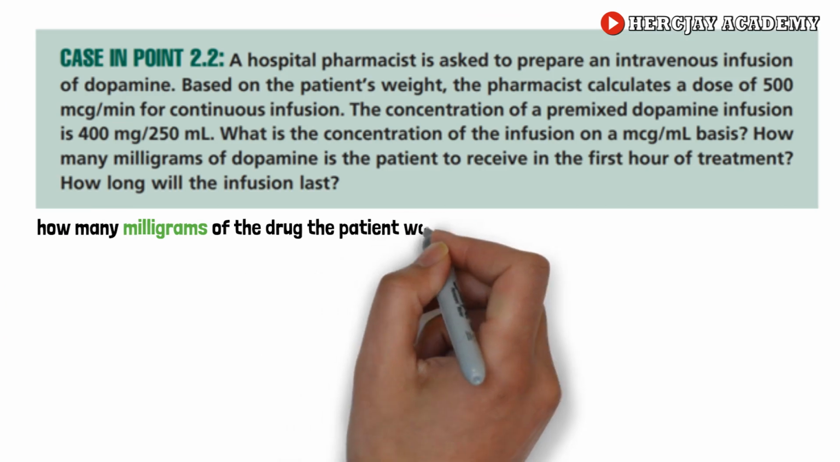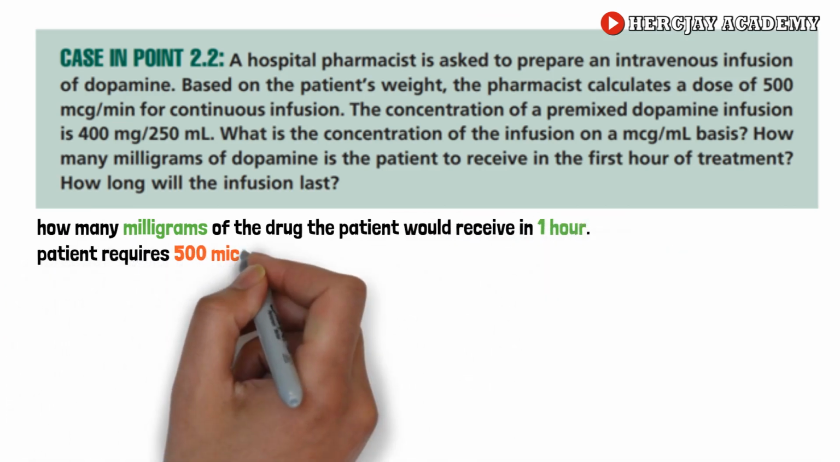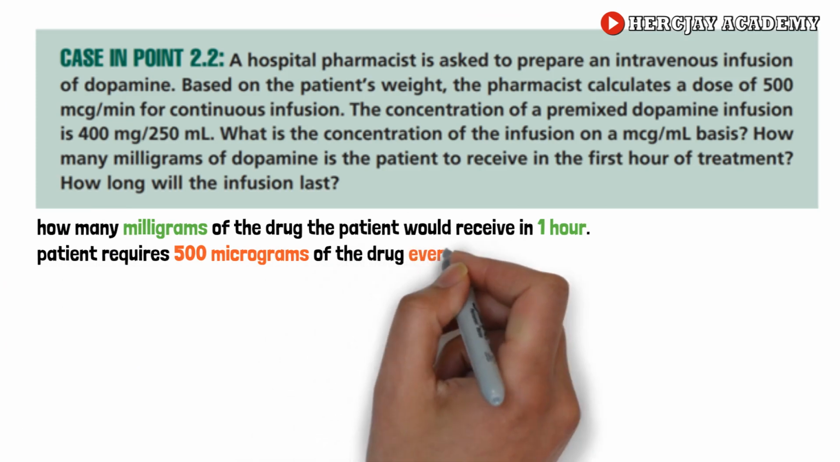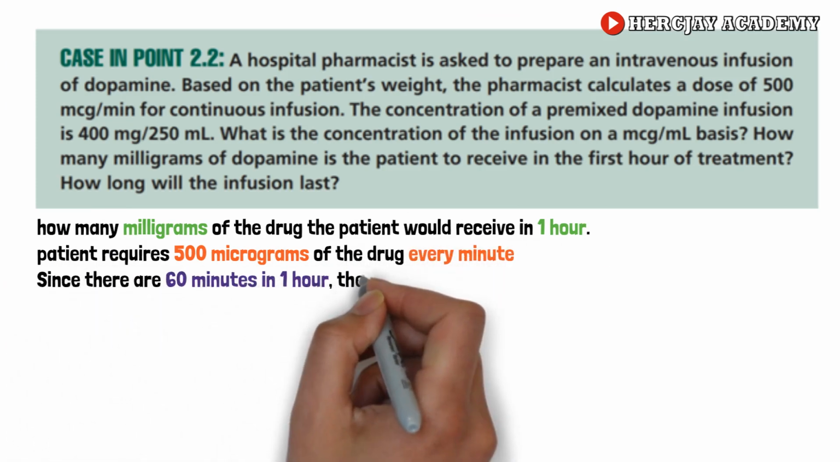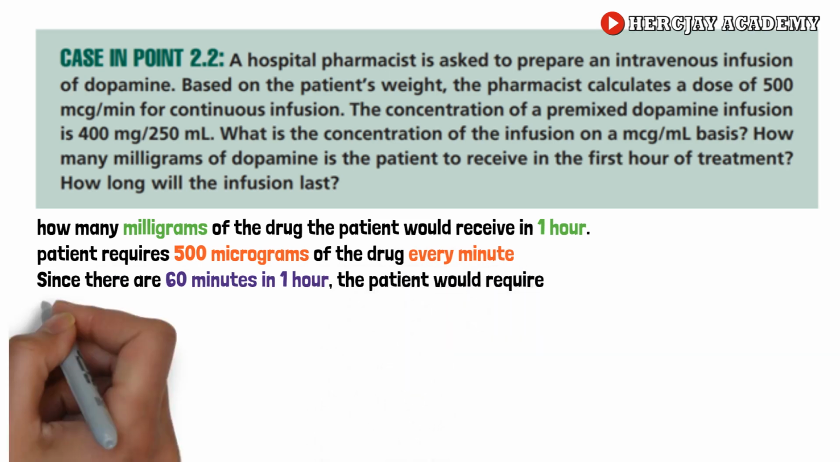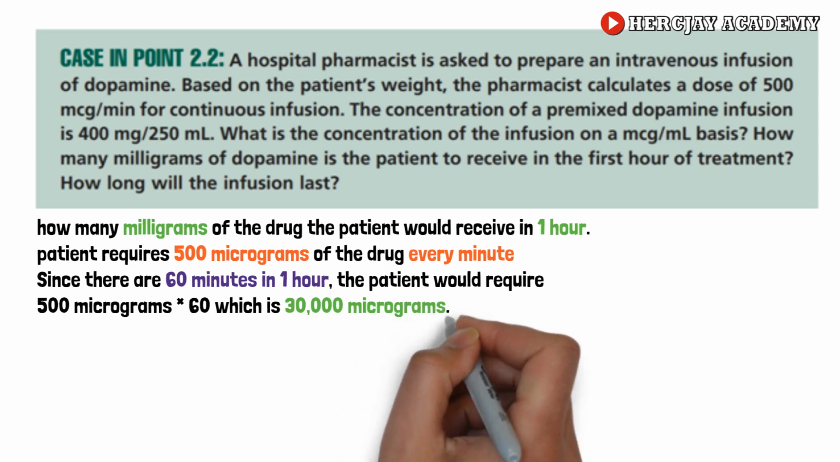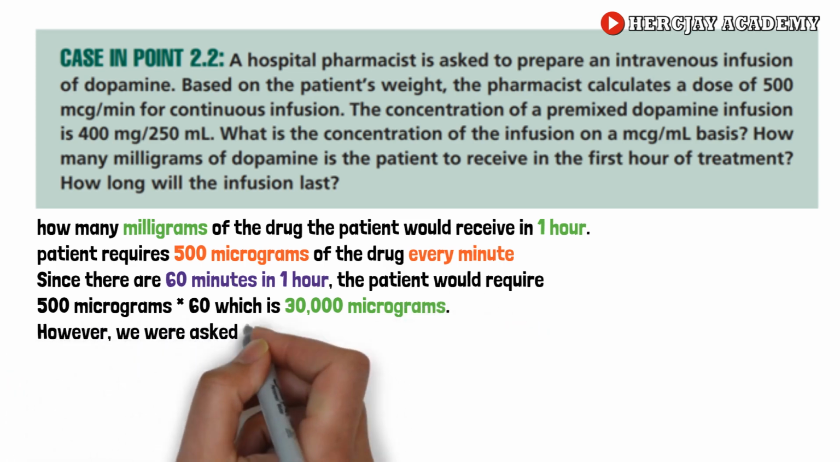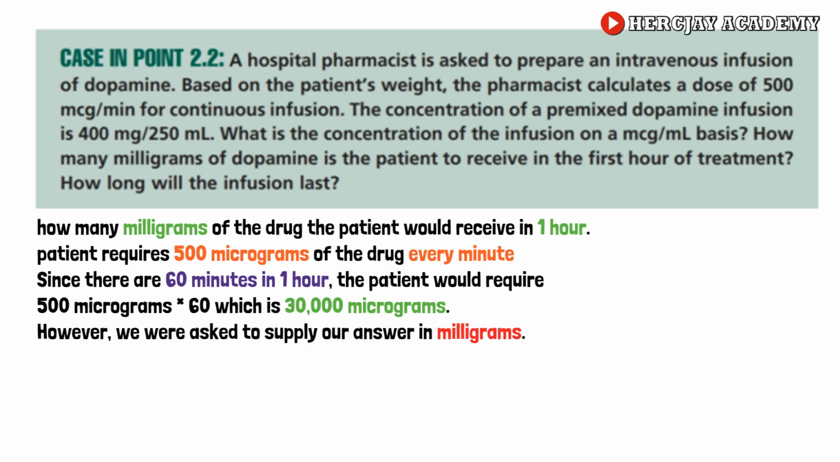The next question says that we should calculate how many milligrams of the drug the patient will receive in 1 hour. Remember, the patient requires 500 micrograms of the drug every minute. Since there are 60 minutes in 1 hour, the patient will require 500 micrograms times 60, which is 30,000 micrograms. However, we were asked to supply our answer in milligrams, not micrograms.